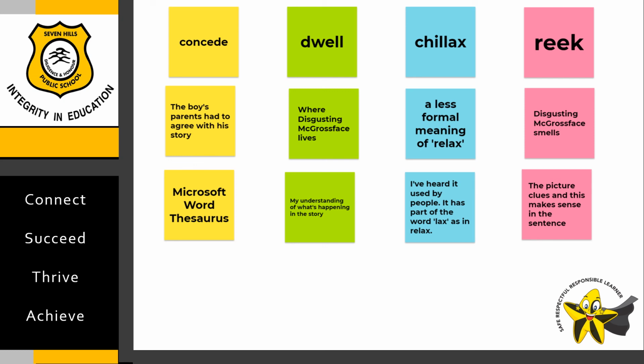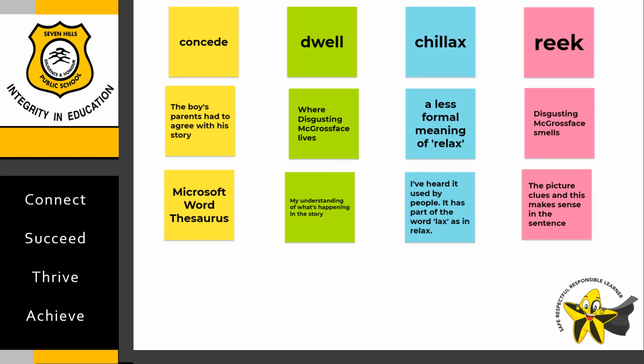If we look at the word dwell, I didn't understand what dwell meant. And then when I looked on that page, I worked it out through my understanding of what was happening in the story, and I believe it means where Disgusting McGrow's-face lives. The word chillax. It's a less formal meaning of relax. I've heard it used by people. It has part of the word lax, as in relax. It also has the word chill in it, and it's a hybrid word. Remember I talked about hybrid, meaning two words joining together. And that's how I came to the conclusion of what chillax meant.